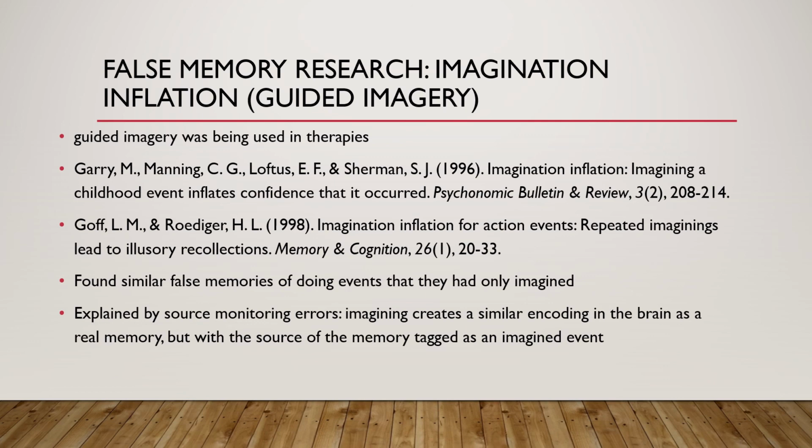And this effect can be explained well with the idea of source monitoring errors. Imagining creates a similar encoding in the brain as a real memory, and the source of the memory is tagged as an imagined event. However, later, as memory fades, that tag that says that this source of information is from imagination may be lost over time, and eventually you may just have the memory of the imagining without the tag of it being an imagination. So you can lose the source of information and misremember an imagining as a real memory.